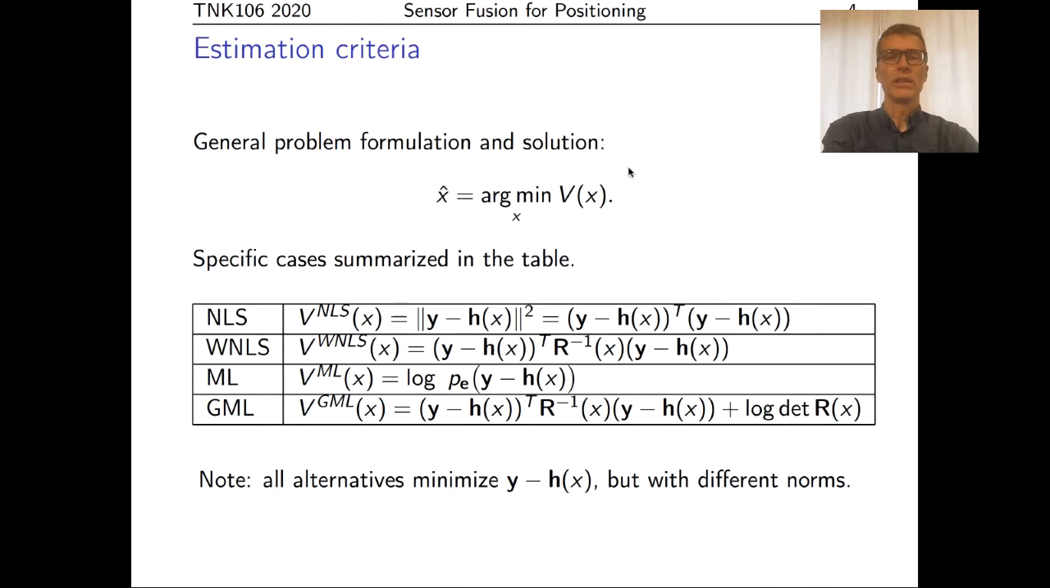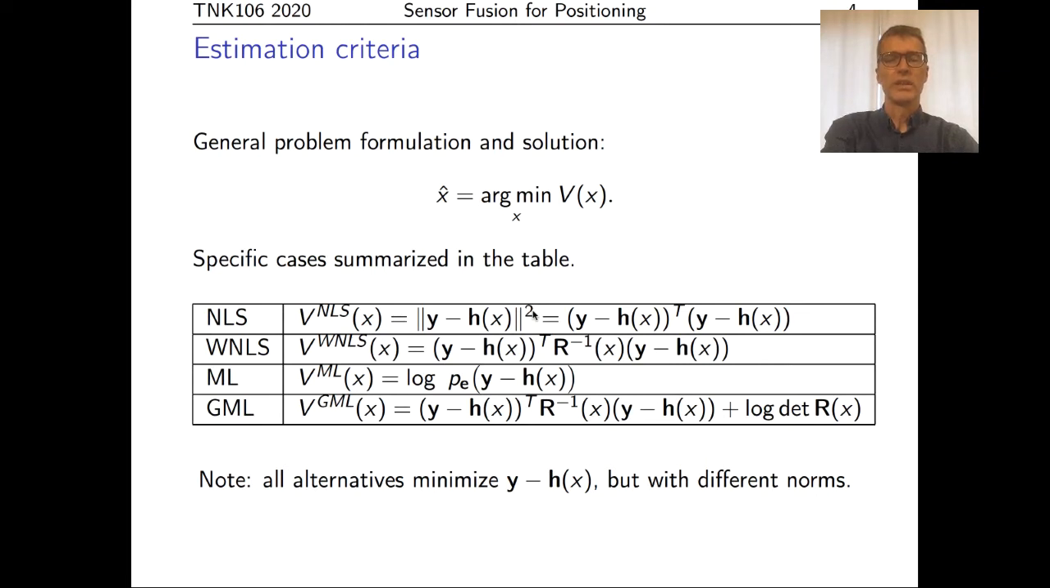So a general problem formulation is to minimize a cost function in the unknown position x, where we have available measurements, and there are a few different types of loss functions. The most common one is nonlinear least squares, where we look at the deviations between what we observe and what the model says about the sensor observation for a given x. And then we square that and sum over all observations. That's the norm square notation here.